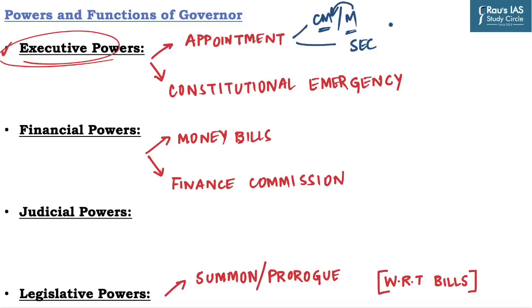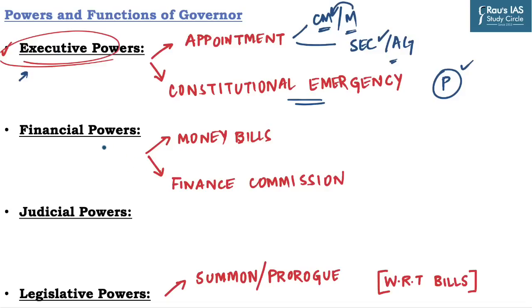Further, he also appoints the state election commissioner and advocate general of the state, and he can also recommend the imposition of constitutional emergency in a state to the President of India, and during that period he enjoys the executive powers as agent of president.